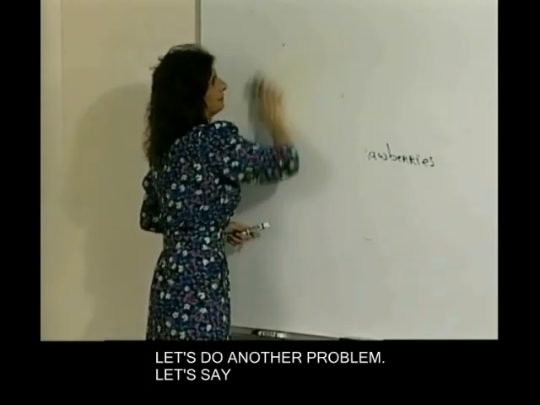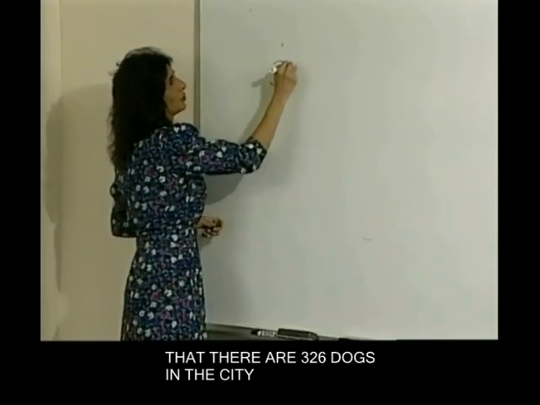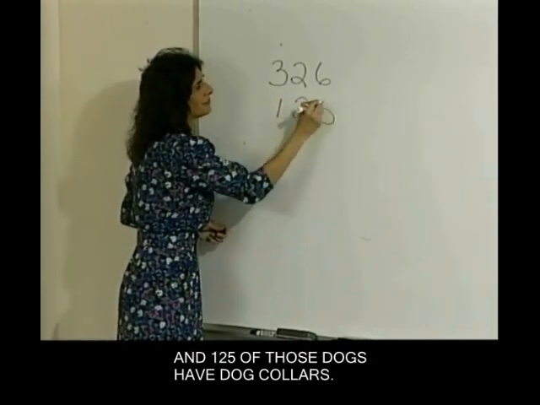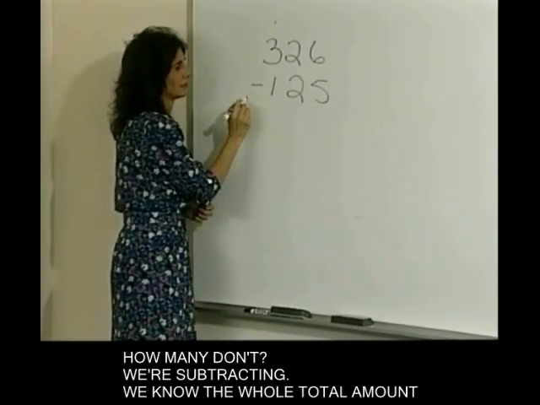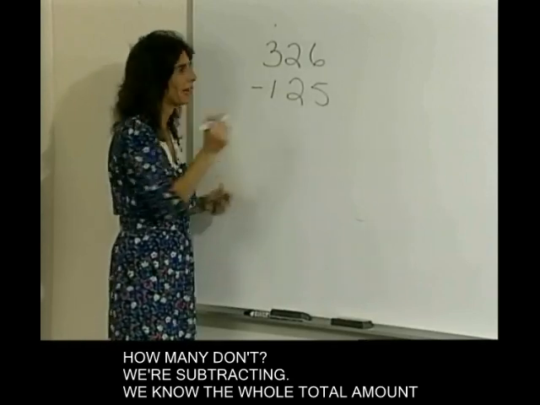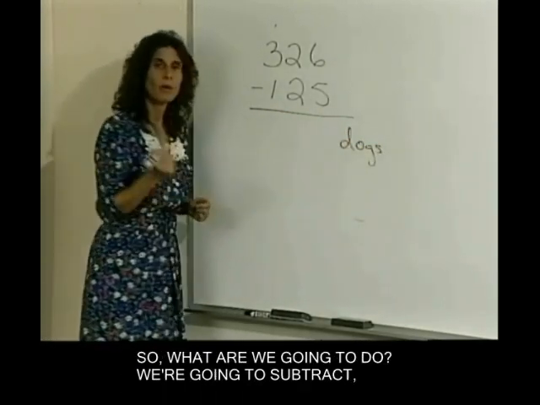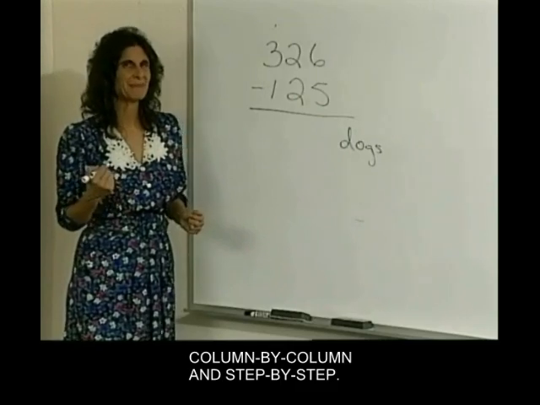Let's do another problem. Let's say that there are 326 dogs in the city, and 125 of those dogs have dog collars. How many don't? We're subtracting. We know the whole total amount. We want to find out how many dogs don't have dog collars. So what are we going to do? We're going to subtract column by column and step by step.